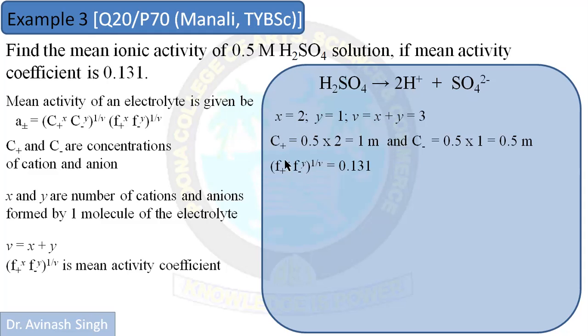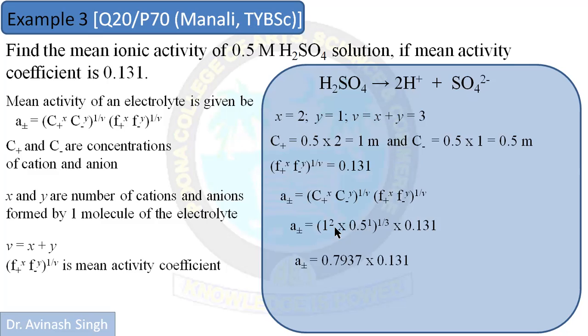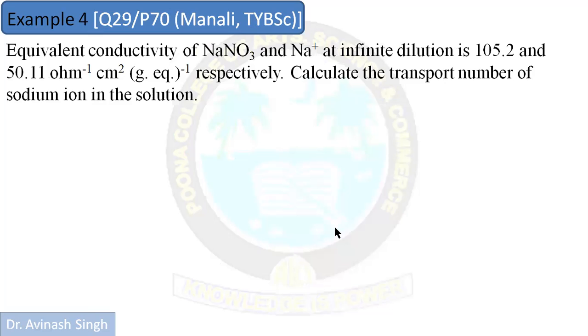Now substituting this value here, the mean ionic activity of the electrolyte is 1 squared into 0.5 raised to 1, whole raised to 1 by 3, into 0.131. The answer is 0.104.